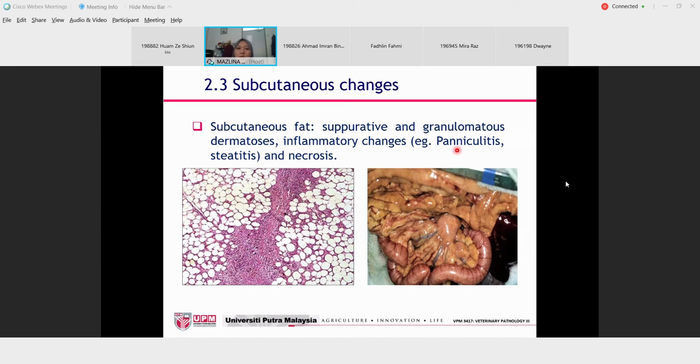Steatitis is commonly associated with deficiency in vitamin E. So, vitamin E is good to fight free radicals, or is protective against oxidative damage. So when there is oxidative damage, the fat in the body would become degenerated and develop inflammation. So vitamin E deficiency can actually lead to steatitis. This is quite commonly seen in cats fed with fish that are high in PUFA, or polyunsaturated fatty acids.